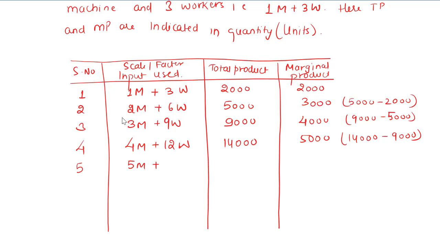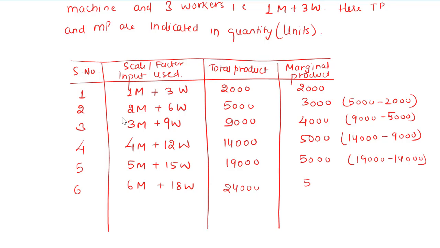When you use 5 machines plus 15 workers, the total product is 19,000 and the marginal product is 5,000, that is 19,000 minus 14,000. When you use one more additional unit, 6 machines plus 18 workers, the combination is 1 machine and 3 workers, the total product is 24,000 and the marginal product is 5,000, that means 24,000 minus 19,000.